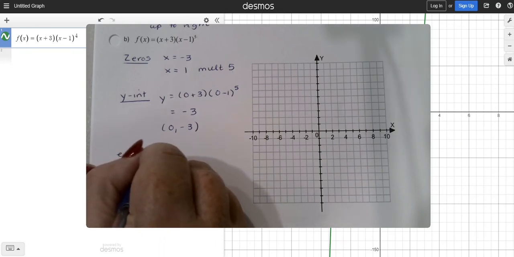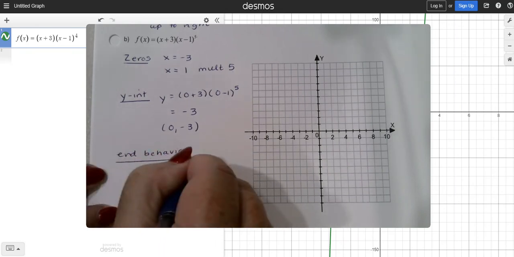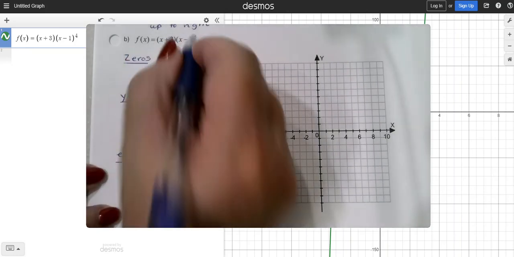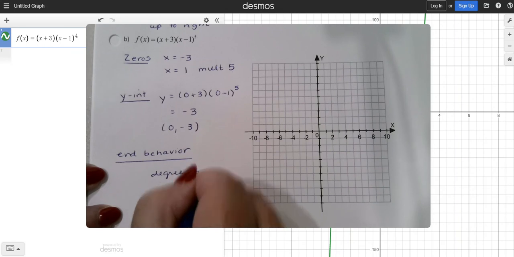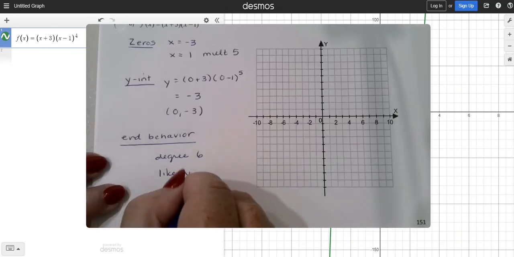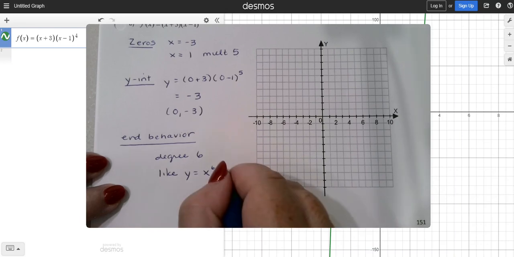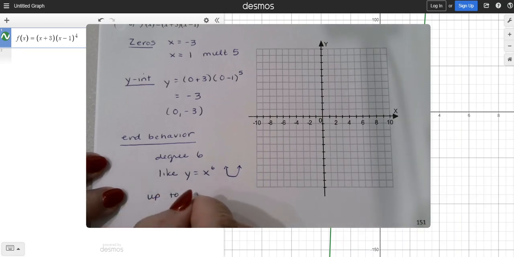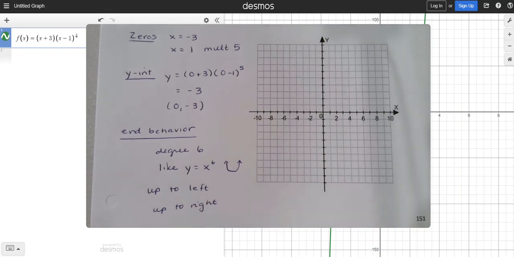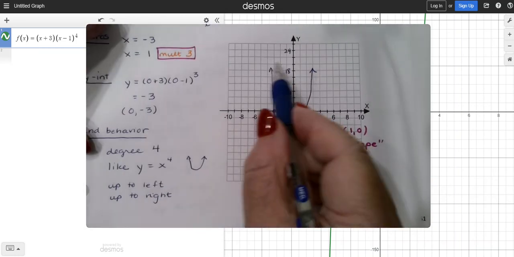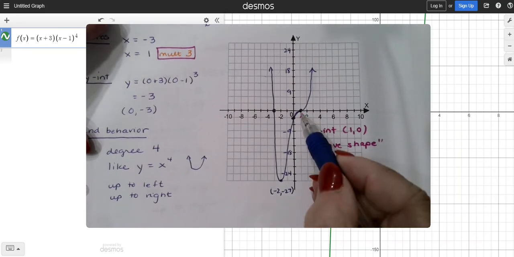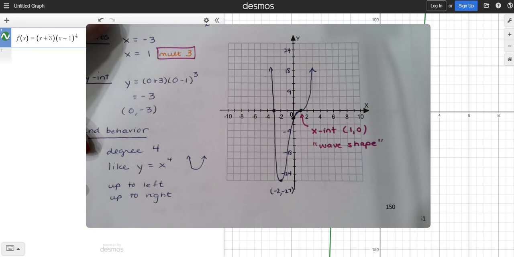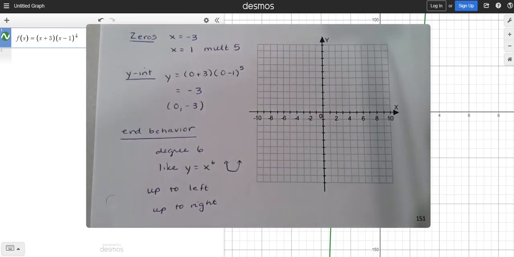And my end behavior, this would be x to the 1st times x to the 5th, so degree 6. End behavior should be like y equal x to the 6th, and any even-powered function should have up to the left and up to the right. So I am very much expecting that this one is going to look a whole lot like this one, right? Up to the left, up to the right, kind of a little wave with the odd multiplicity of the 0. I think they're going to be very similar. Let's see.